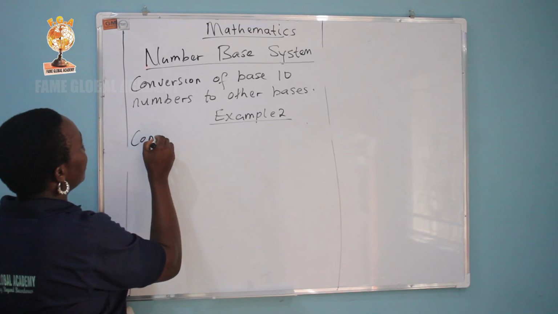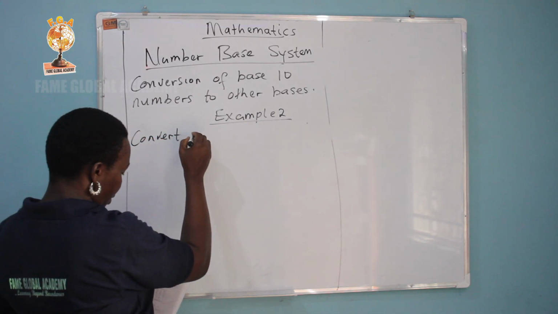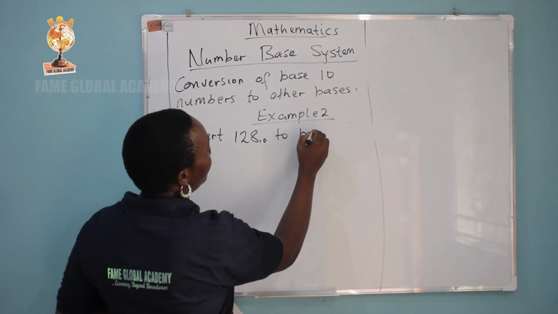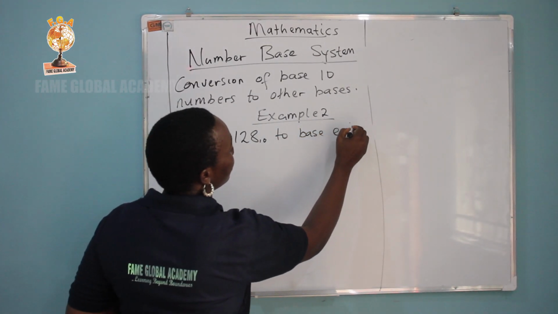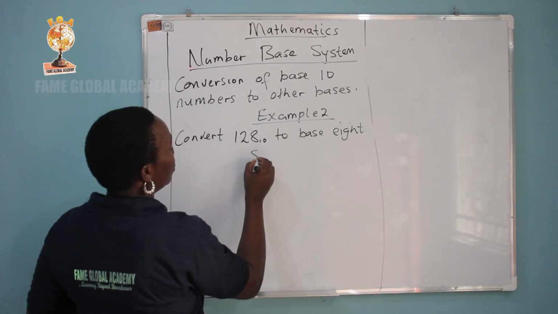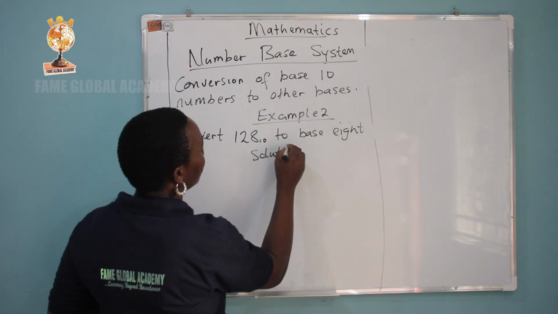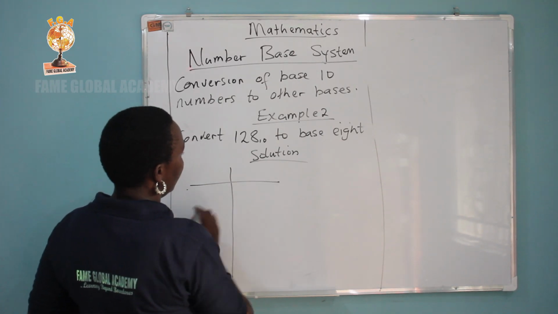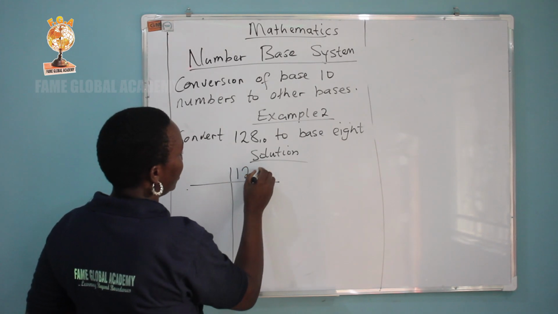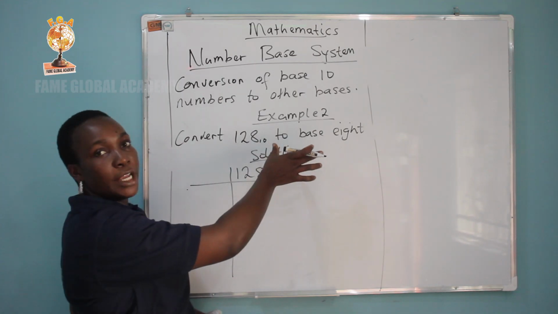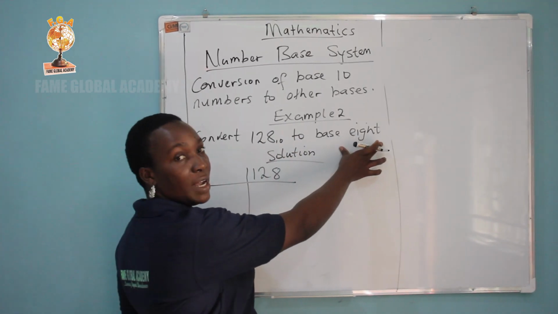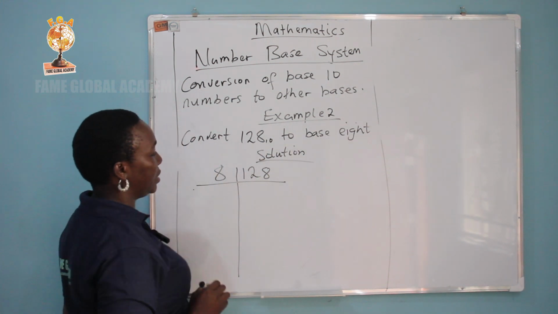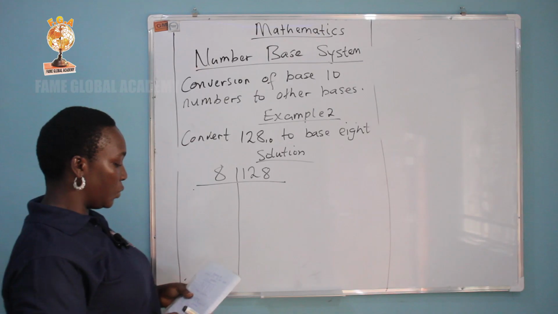Convert 128 base 10 to base 8. Okay, so solution: you draw your line as usual, then you write your 128. Remember I said you divide with the base you are converting to. So we are converting to base 8, so we are dividing by 8. Okay, so let's go.